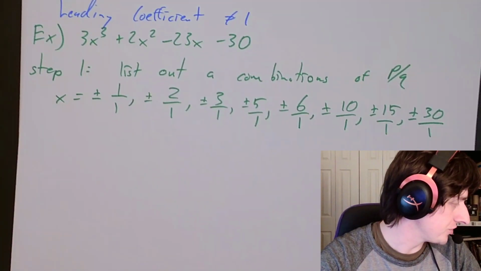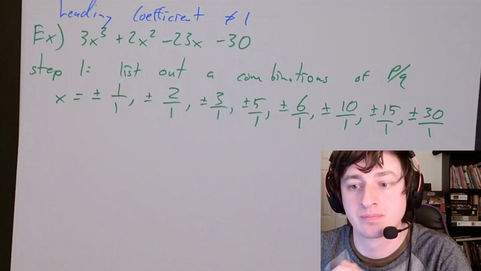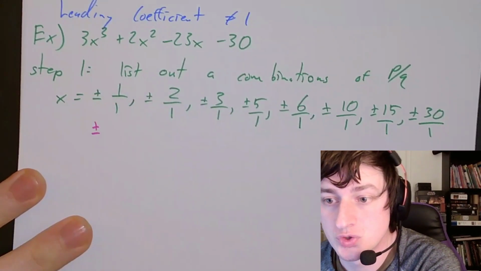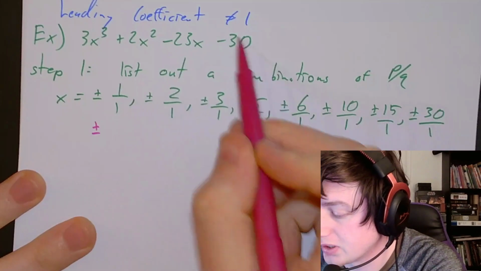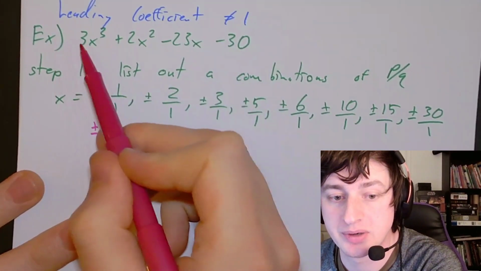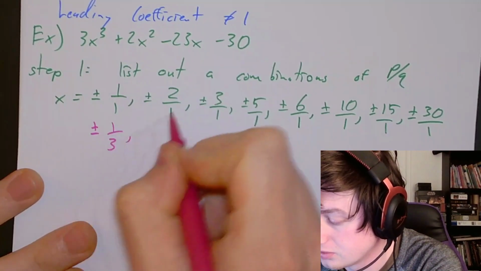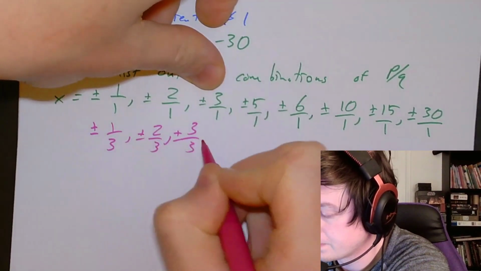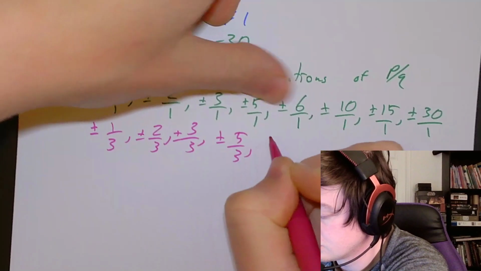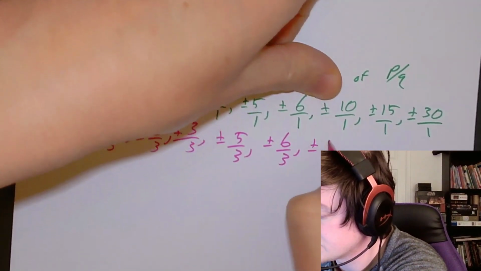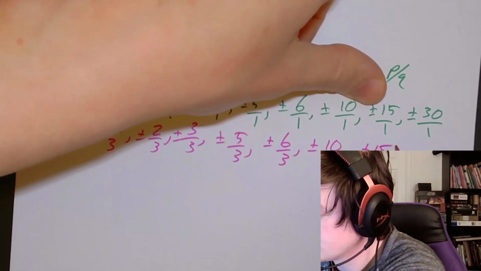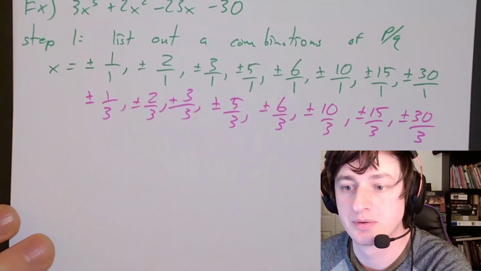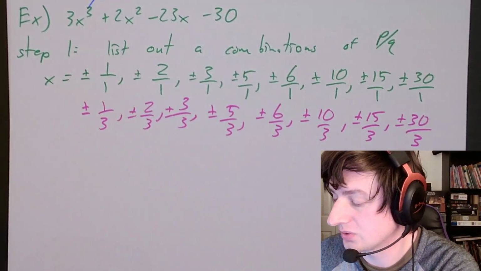Okay. Then we also need all the numbers that have a 3 on the bottom. So all these same factors, p, that multiply to make the 30, except this time we're going to divide them by 3. So 1 over 3, 2 over 3, 3 over 3, oh, plus or minuses, sorry. Plus or minus 5 over 3, plus or minus 6 over 3, plus or minus 10 over 3, plus or minus 15 over 3, plus or minus 30 over 3. Oh, there we go, sorry. 30 over 3. Now, this is what I was talking about.